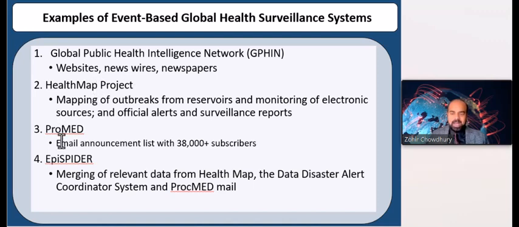ProMED, on the other hand, is an email announcement list with about 38,000 plus subscribers, and it also includes a panel of expert moderators in addition to the subscribers. And beside these three, another successful one is EpiSPIDER. Besides, there's MedISys, Argus, and the World Health Organization's Epidemic Intelligence from Open Sources, EIOS. All of these are leveraging informal electronic data sets for disease outbreak information. And we'll go into more detail on how this event-based surveillance system works.